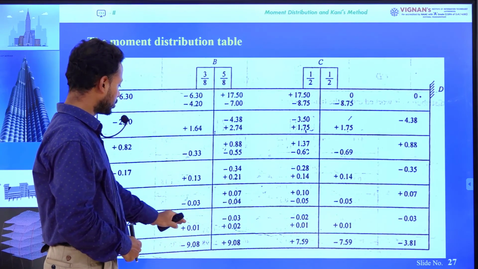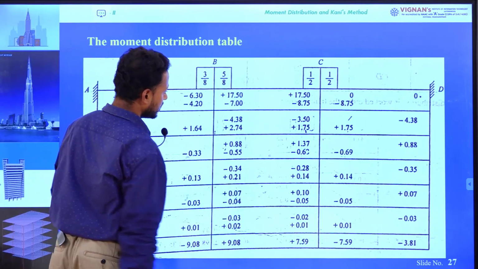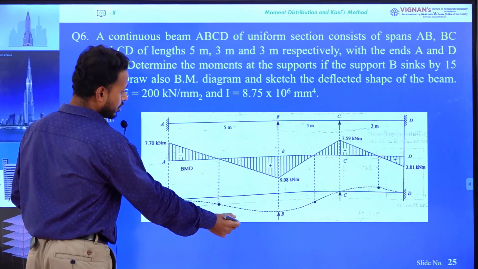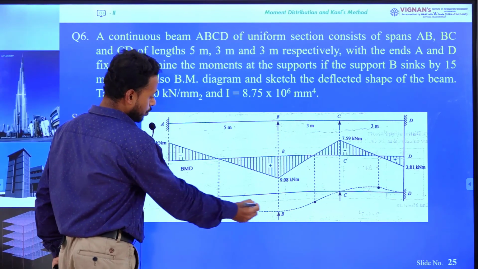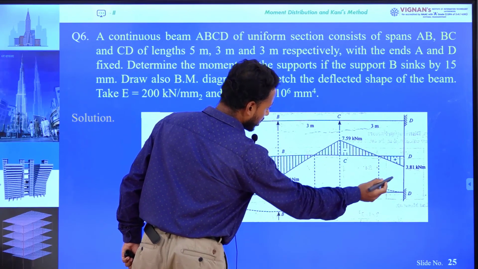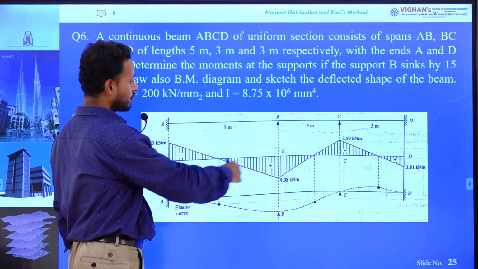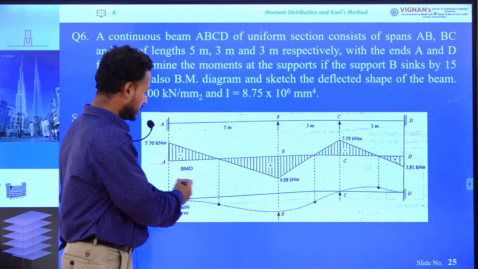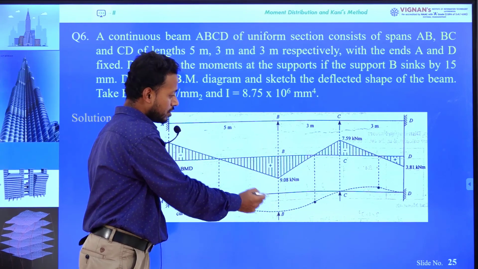Up to that point you stop the iteration process and add all the bending moments at each joint. Then you draw the final bending moment. This is the final bending moment. According to the final bending moment, you draw the bending moment diagram, and as this support sinks, the adjacent span will deflect in the upward direction. So the deflected pattern will be like this. This is the elastic curve or deflected pattern of the beam due to the sinking of the support. So this is the deflected pattern of the continuous beam after the sinking of the support.